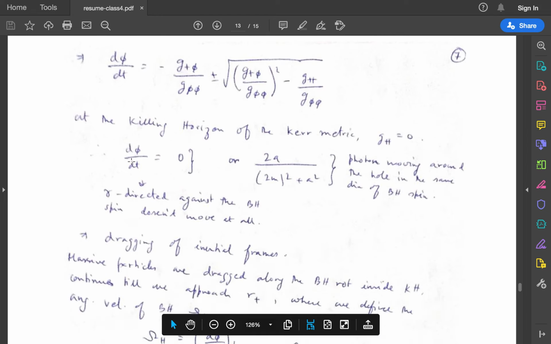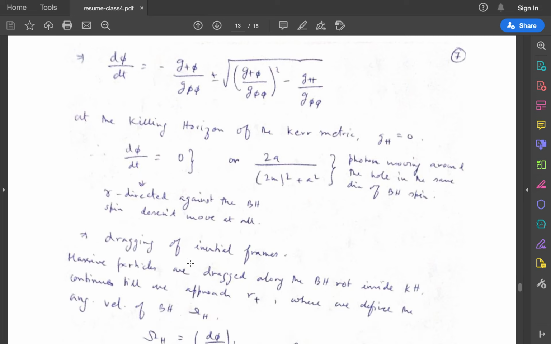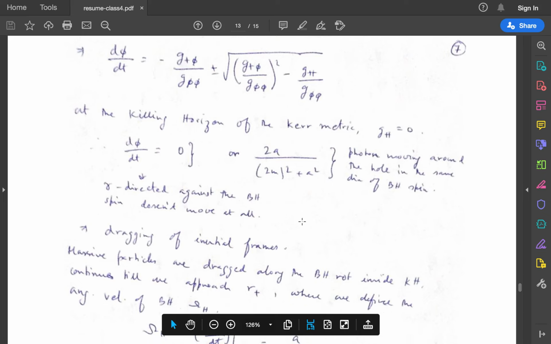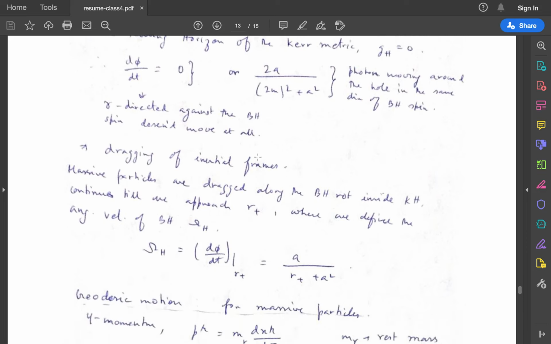So this phenomenon, where even the photon has to move along the direction of the black hole, is called the dragging of the inertial frames. In every rotating black hole there has to be some inertial dragging. This is a totally general relativistic effect; there is no Newtonian counterpart of this effect. Many experiments have been done to prove the dragging of inertial frames, and for black holes these effects are very huge.